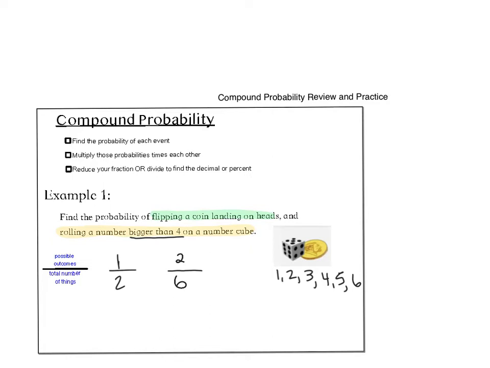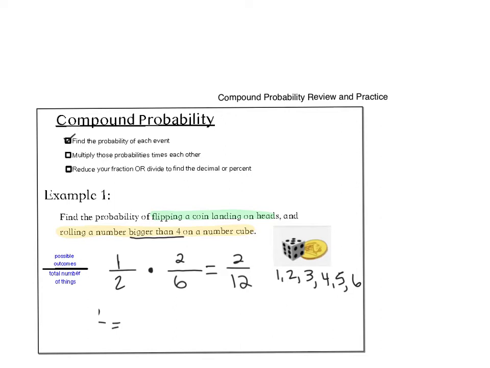All right, so we found the probability of each event. Now we're going to multiply those probabilities together. Now when we multiply a fraction, guys, we just multiply straight across. So 1 times 2 is going to give us 2. 2 times 6 is going to give us 12. So we've just taken our two fractions and multiplied them. We multiply fractions straight across. All right, so now I've got 2 over 12. So I'm just going to move that down here for myself.